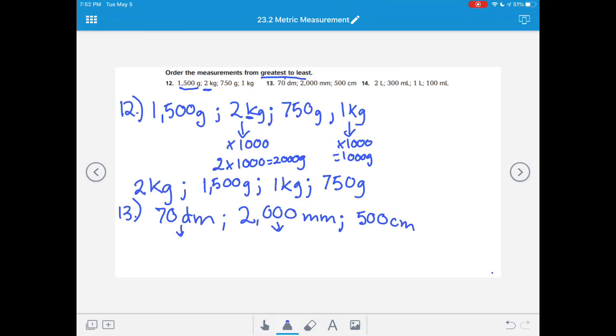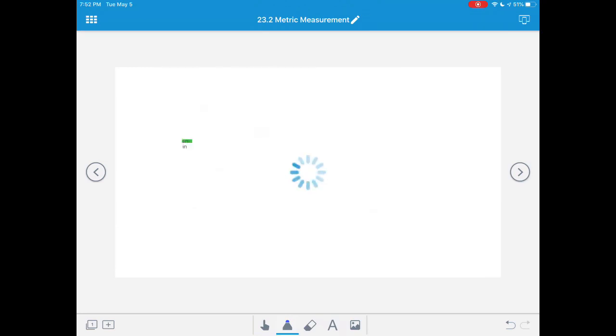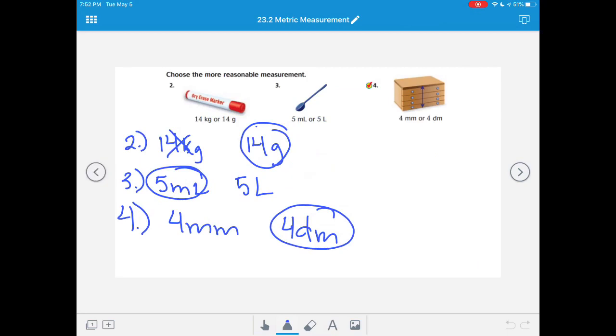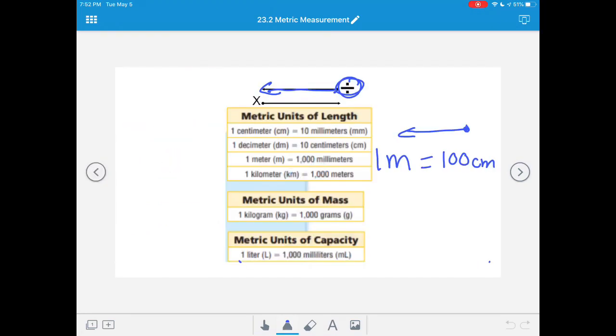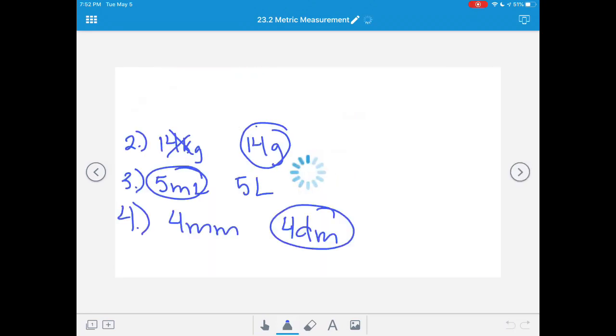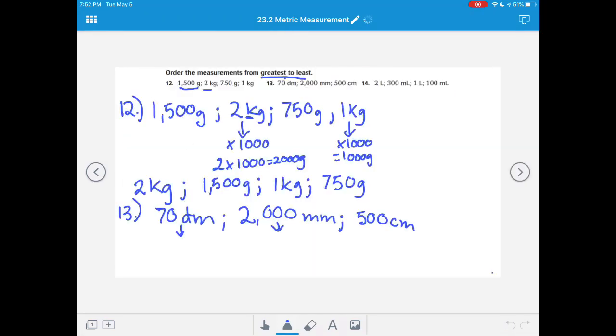So we're going to get it from decimeters to centimeters, 70 decimeters to centimeters. So looking here, I see that 1 decimeter is 10 centimeters. So I'm moving from decimeters to centimeters. I know I'm going to multiply that by 10. Deci means 10. So I know I'm multiplying by 10. 70 times 10 is 700. So that's equivalent to 700 centimeters.